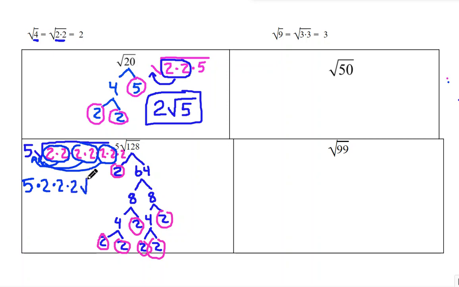All right, so what's left inside the radical? Well, I have one 2 here that did not have a match, so that's going to stay inside the radical. On the outside of the radical, I can multiply all these things together. 2 times 2 is 4, 4 times 2 is 8, 8 times 5 is 40, so it'd be 40 square root 2. And that's my final answer. I can't simplify that anymore.